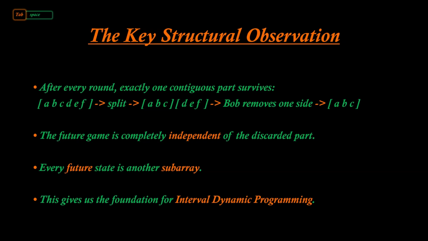Here is the most important observation in the entire problem. After every round, exactly one contiguous part of the current row survives. For example, suppose we have 6 stones. Alice splits them into the first 3 stones and the last 3 stones. Bob removes one side. Only one contiguous interval remains. Now the next game is played entirely inside that interval. So instead of thinking about the complete history of the game, we can simply ask, what is the best score Alice can obtain from this particular interval? That gives us a natural dynamic programming state. This is why the problem belongs to the family of interval dynamic programming problems.